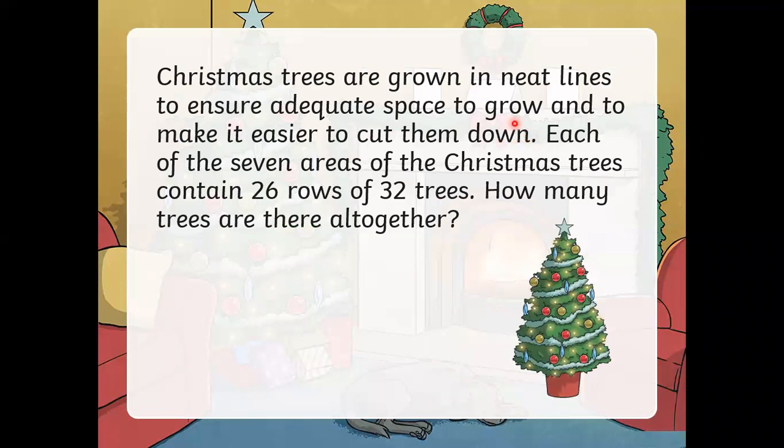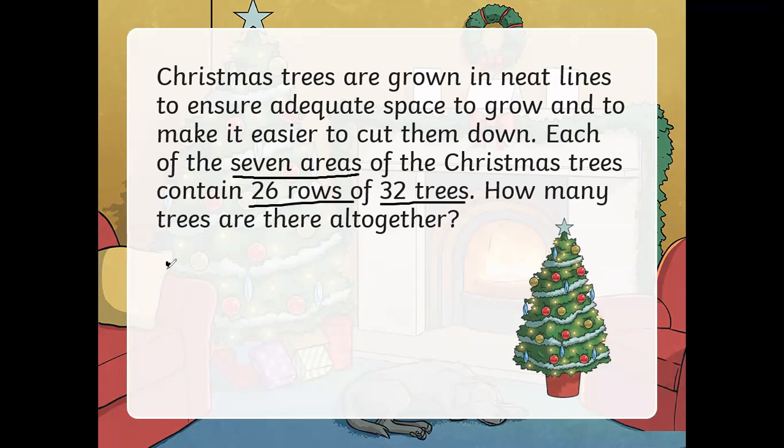Christmas trees are grown in neat lines to ensure adequate space to grow and to make it easier to cut them down. Each of the 7 areas of the Christmas trees contains 26 rows of 32 trees. How many trees are there altogether? Okay, so there's a couple of key things here. There are 7 areas that grow Christmas trees, and they contain 26 rows of 32 trees.